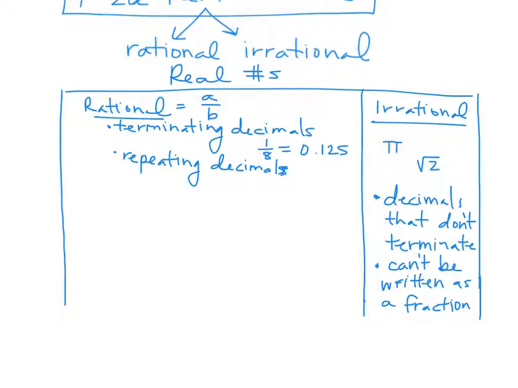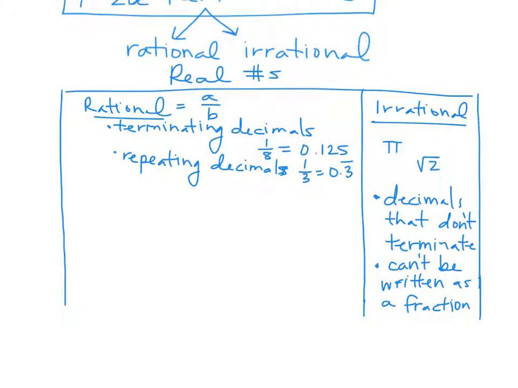I just decided I like the other way better. Sorry, you have to put up with this now. 1 over 3 or 0.3 repeating, right? So 1/3 is 0.3 repeating. That's a rational number. It's a repeating decimal. Okay?